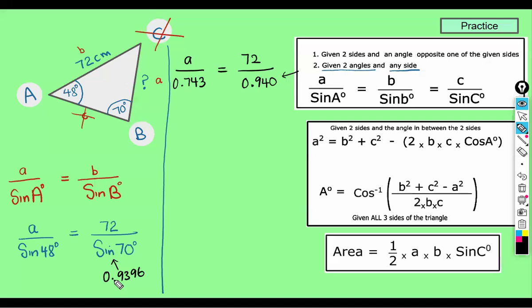0.9396 to 3 decimal places is 0.940. Like I said, you don't have to put the 0 at the end of the 4. It won't make a difference. Cross multiply now. Take a, multiply it by this: a multiplied by 0.940, optional. 72 multiplied by 0.743. 72 multiplied by 0.743. I'm getting 53.496.